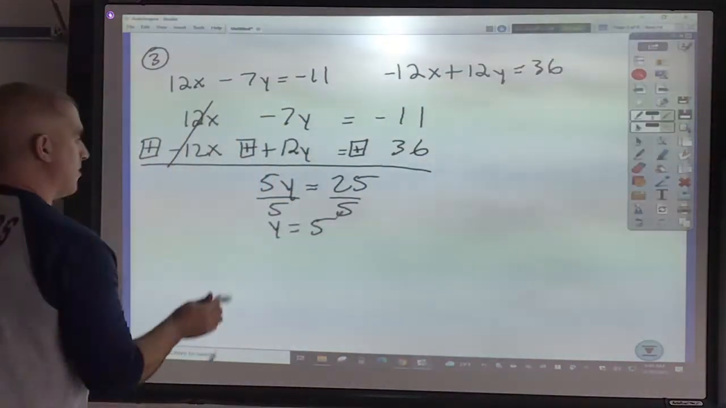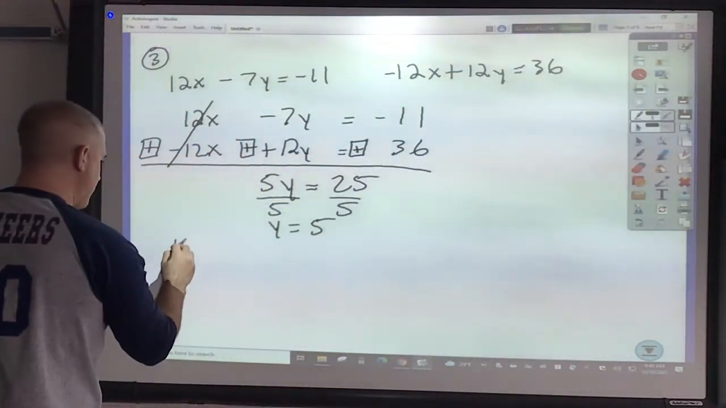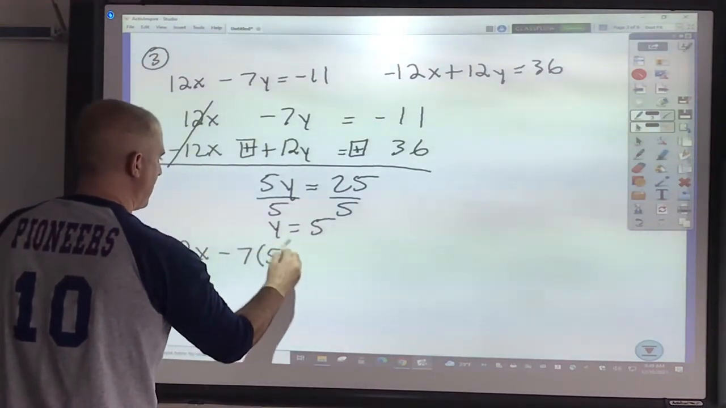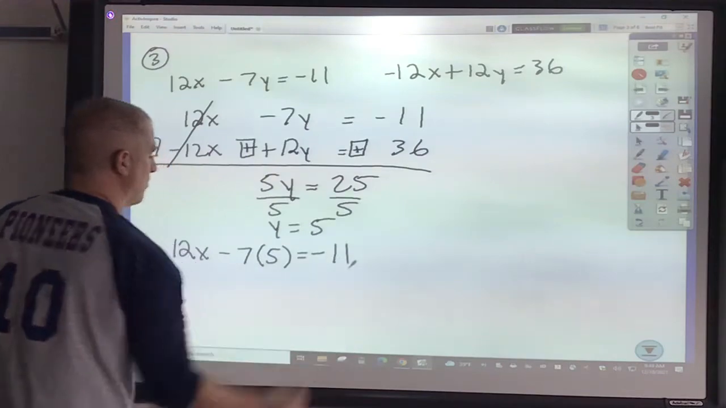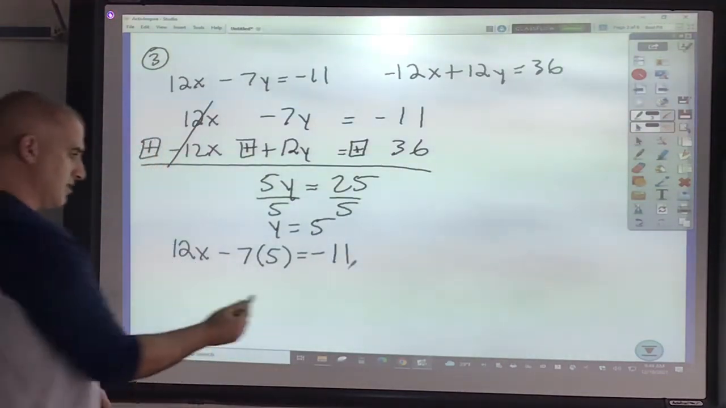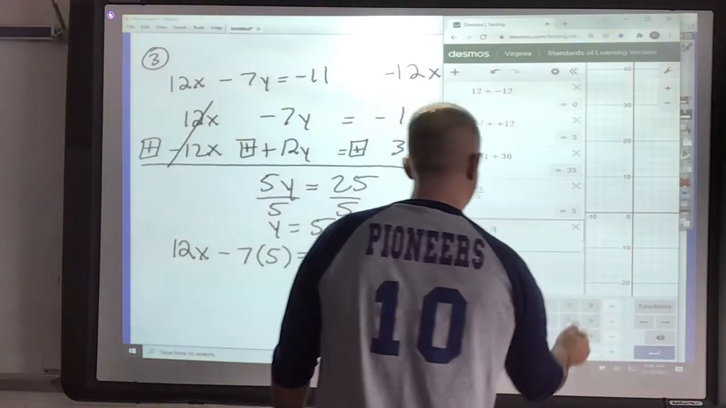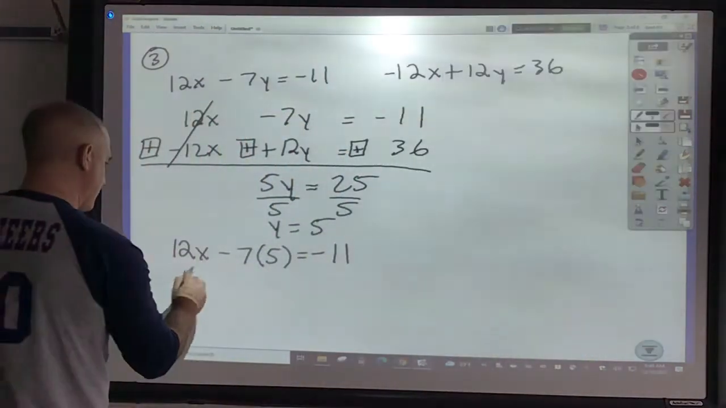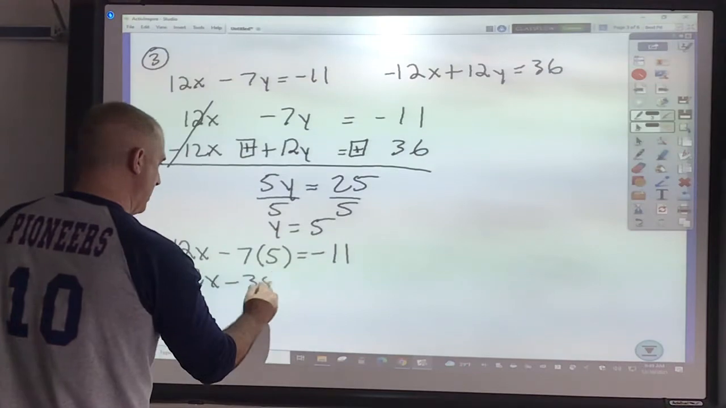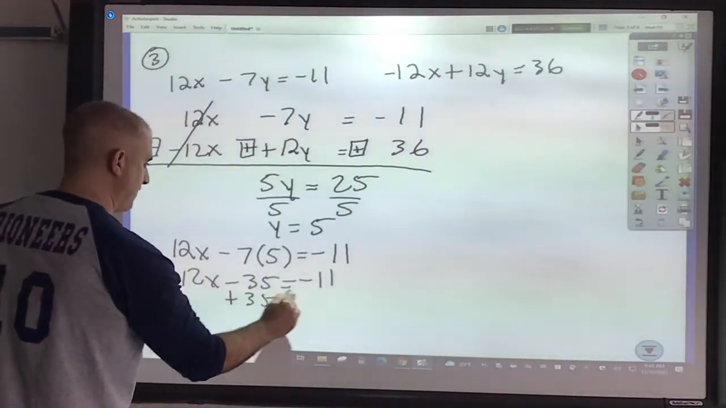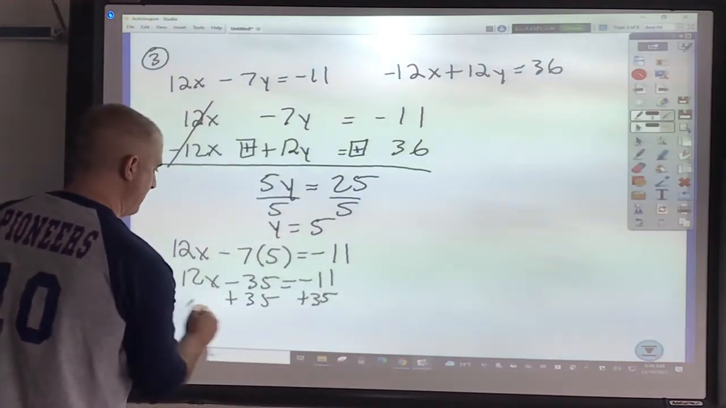Okay? Now, what I want to do, take my equation, 12x minus 7, and I'm going to put a 5 right here where y is. Okay? So I got negative 7 times 5, which turns that into negative 35. Okay? And now all I'm doing is solving an equation. So I want to add 35 and add 35.